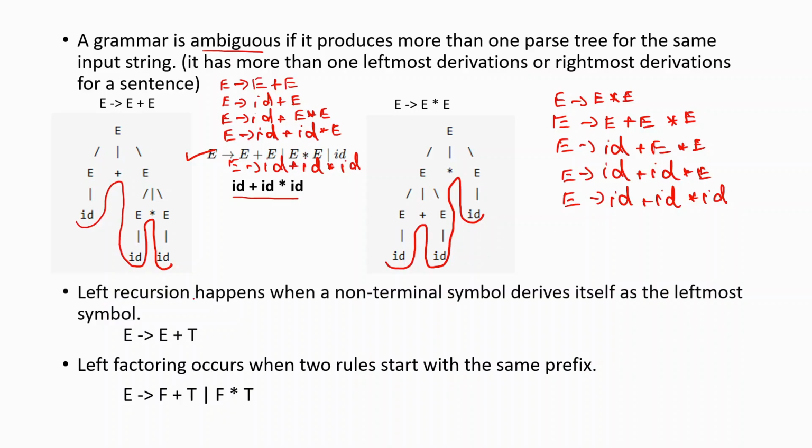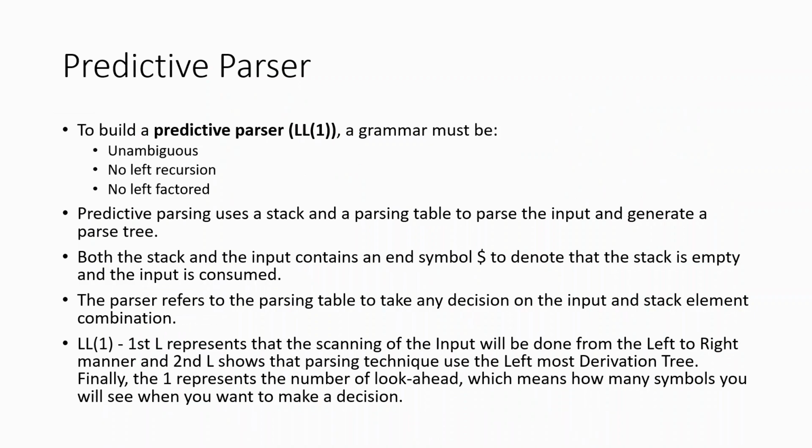And what is meant by left recursion? Left recursion will happen when the non-terminal symbol derives itself. That is, the left hand side non-terminal and the first non-terminal on the right hand side, both have the same non-terminal symbol. And left factoring occurs when two productions start with the same prefix. And to work with a predictive parser, first the grammar should be unambiguous, with no left recursion and no left factoring.